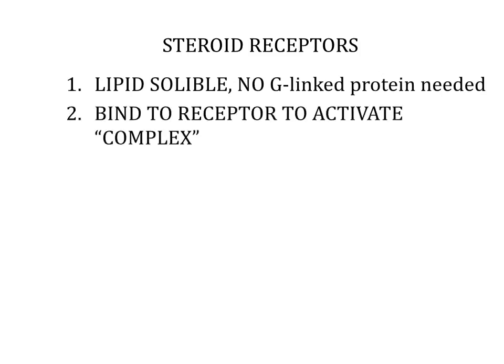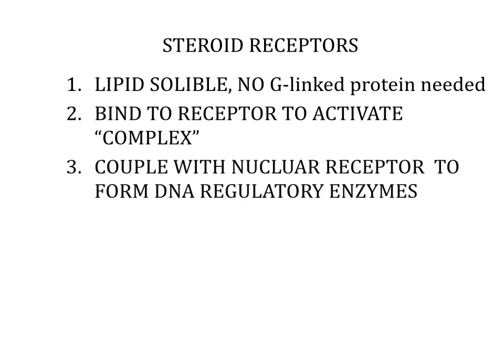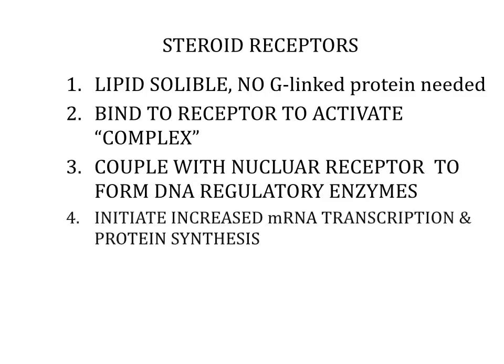The second type of receptor is going to be the steroid receptor. This is for the lipid-soluble steroid hormones and does not involve a G-linked protein. The binding of the steroid hormone to its receptor will activate a DNA regulatory complex. This will couple with the regulatory enzymes in the nucleus to form a DNA regulatory element. This element will initiate an increased mRNA transcription and protein synthesis.